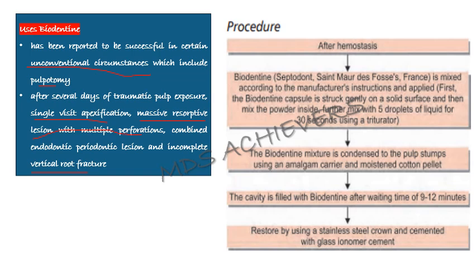And mix the 5 droplets of liquid for 30 seconds using a triturator. And the Biodentine mixture is condensed to the pulp stumps using an amalgam carrier, and a moistened cotton pellet is placed and the cavity is filled with Biodentine after the waiting time of 9 to 12 minutes has occurred. That is like initial setting time of 6 minutes and final setting time of 10 minutes, right? So, on the safe side, we will be taking about 12 minutes, and restored by the stainless steel crown then.